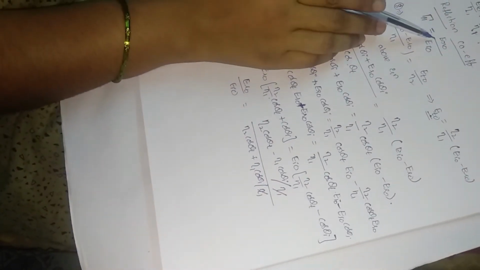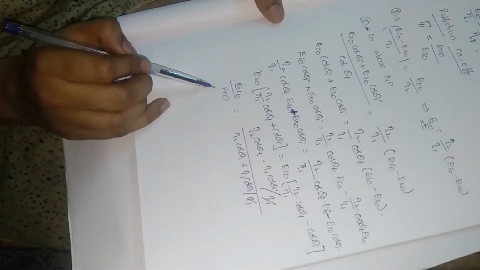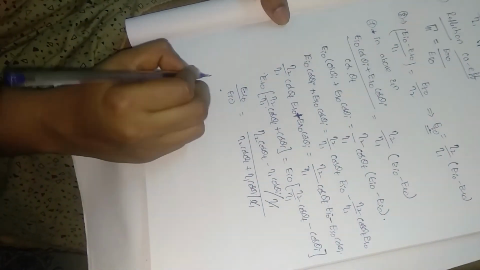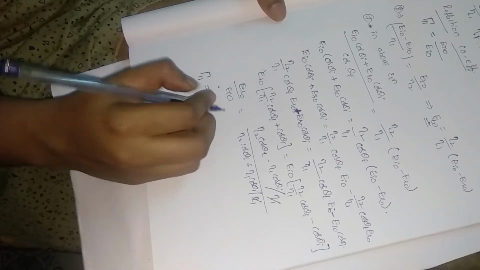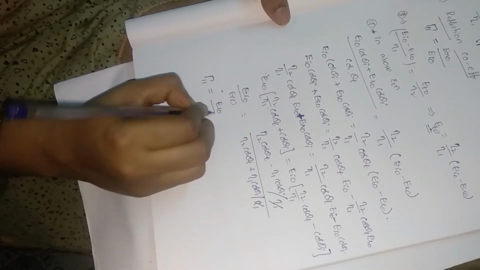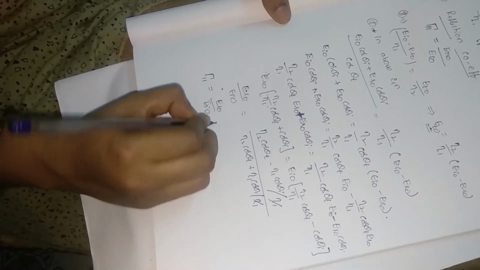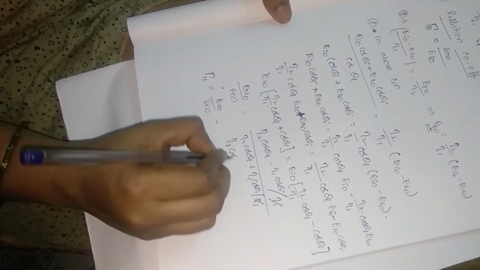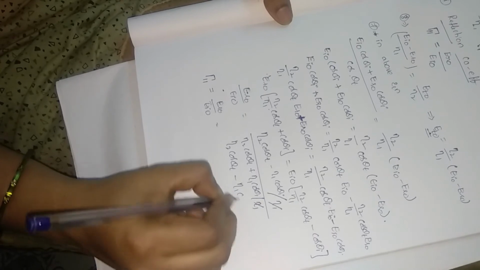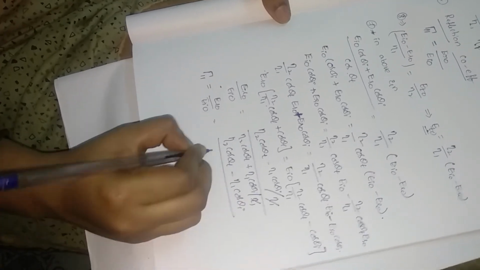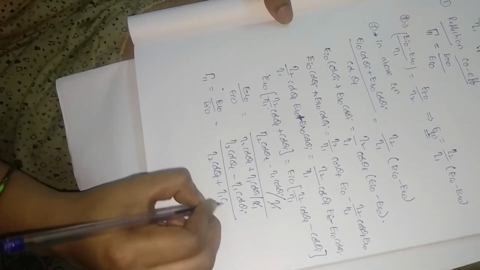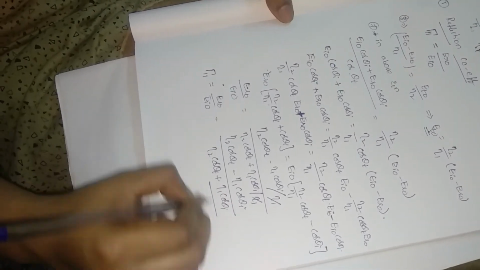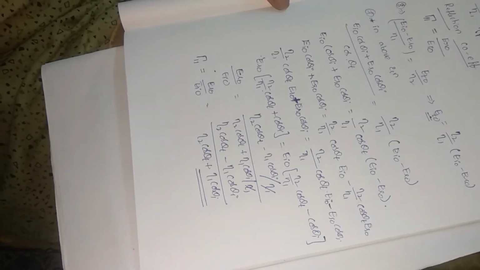So from the definition of reflection coefficient, ER naught by EI naught is the reflection coefficient. Gamma parallel, the reflection coefficient, is equal to ER naught by EI naught, that is equal to (eta 2 cos theta T minus eta 1 cos theta I) divided by (eta 2 cos theta T plus eta 1 cos theta I). This is the reflection coefficient for parallel polarization.